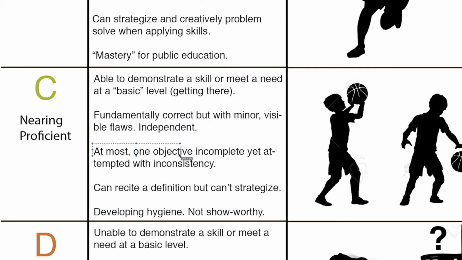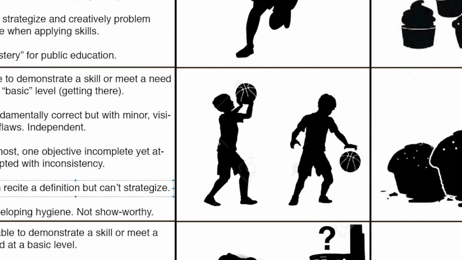For C-level work, at most, one objective is partially complete, yet attempted, and there might be some inconsistency throughout the work, meaning there's a really high level of attention to cleanliness and detail on some parts, but it starts to fluctuate. A C-level student can recite at the definition level, but they can't strategize yet. C-level work is developing hygiene. It would not be considered show-worthy. And this is normal, especially with developing motor skill.